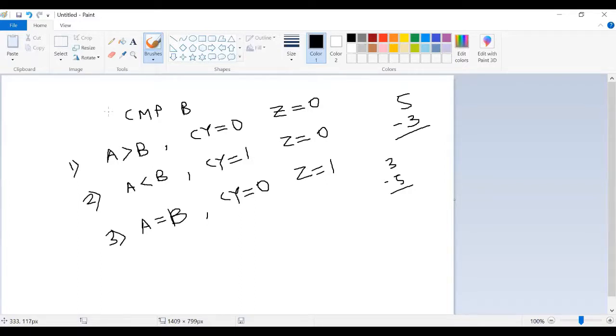Subtraction always gives a result and it will be stored inside the accumulator, but the compare instruction always generates three conditions and it reflects onto the flag register using these two flags. Carry and zero. It doesn't create any particular specific result. Is it clear? Do you have any queries?